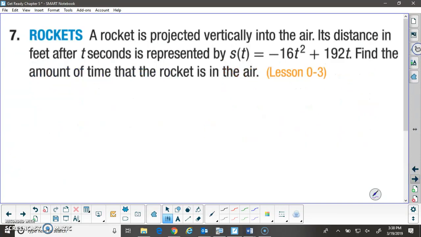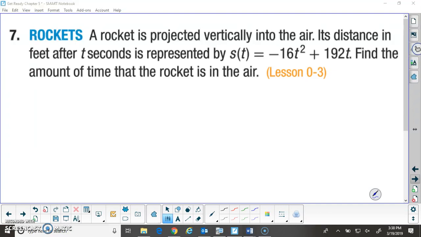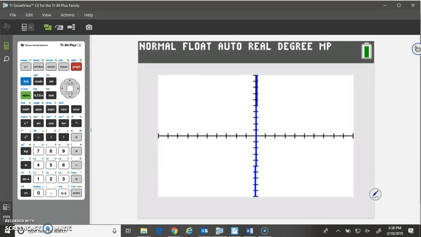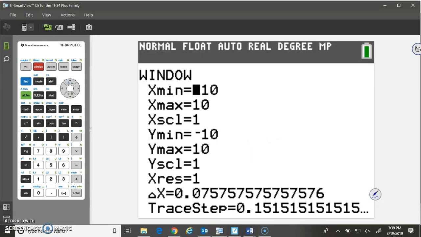Number 7 talks about how a rocket is projected vertically into the air, and its distance in feet after t seconds is represented by this equation. Find the amount of time that the rocket is in the air. Probably the best way to do this is to use a graphing calculator. So I have entered the equation into the graphing calculator. Now, if we graph this, we get a graph that doesn't look very good. The reason for that is because the window is not set up appropriately for our problem.